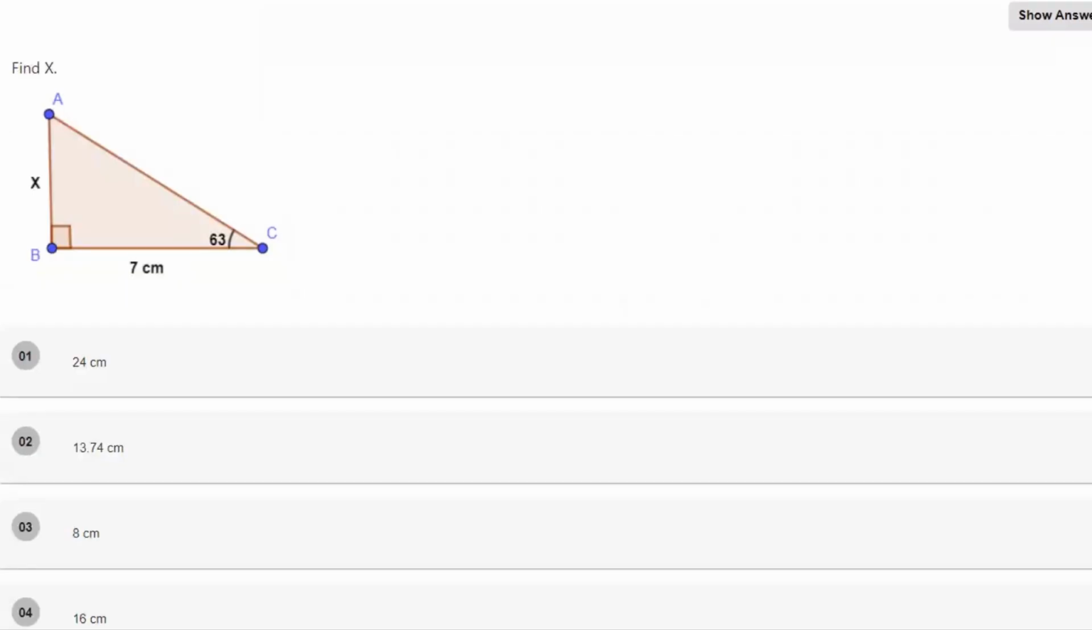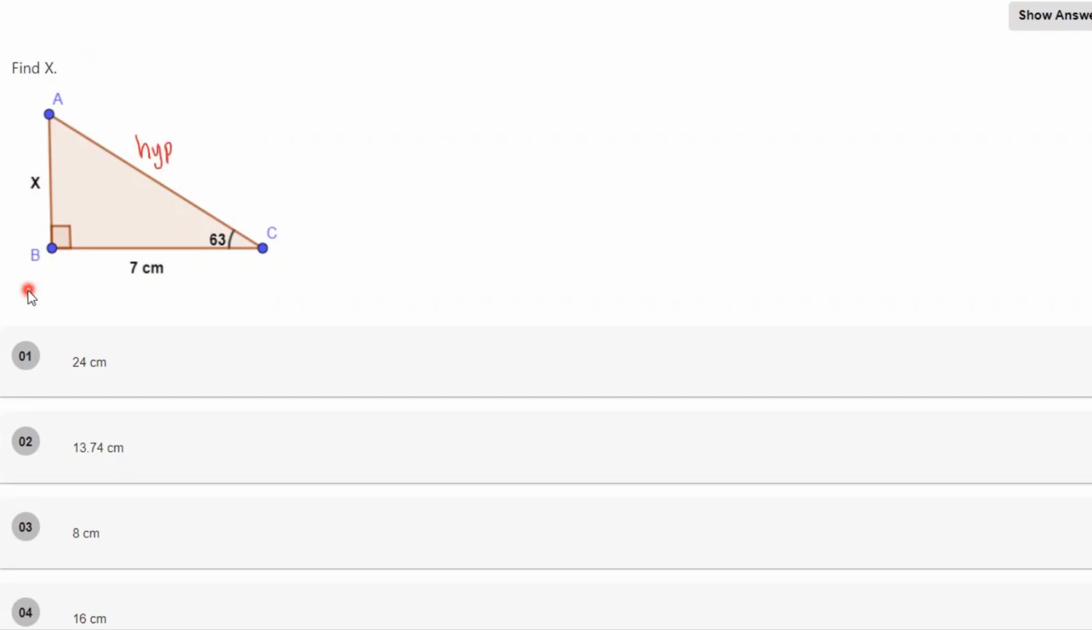Let's have a look at some exam-style questions on our trigonometric ratios. In this question, it's asking us to find the length of the side x. So x is this length that we have over here. Before I begin this question, the first thing I'm going to do is go ahead and label the sides of my triangle. So I can see that this side here is the hypotenuse.